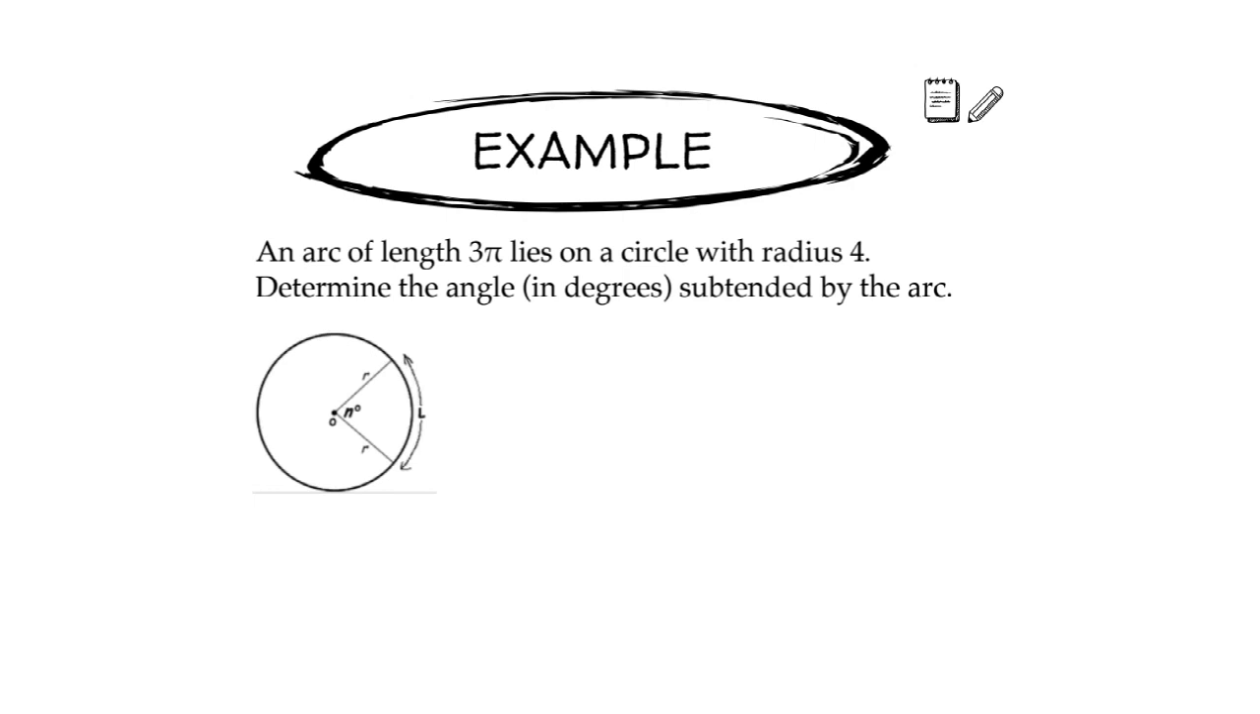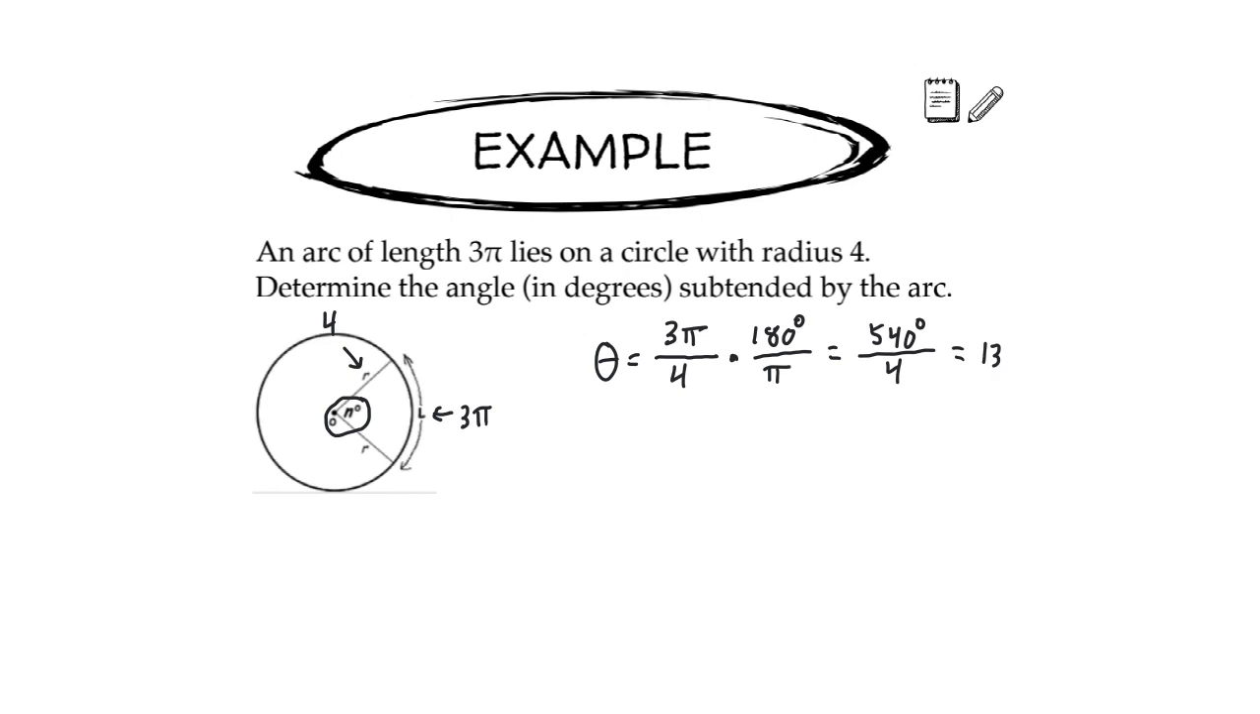Here, an arc of length 3 pi lies on a circle with radius 4, and we're asked to determine the angle in degrees subtended by the arc. In other words, we know that the radius here is 4, and we know that this arc length, which I've called L here, is 3 pi. And we'd like to know this measure n in degrees. First thing I'll do is find n in radians, because the number of radians of that angle is simply the arc length, 3 pi, divided by 4, the radius. All I need to do now is take that and convert it to degrees. And there are 180 degrees in every pi radians. And thus, this is just a matter of 3 times 180, which is 540, dividing by 4, and getting 135 degrees.